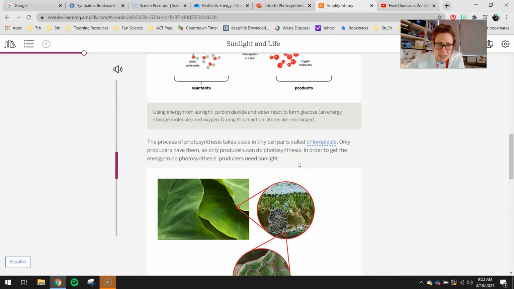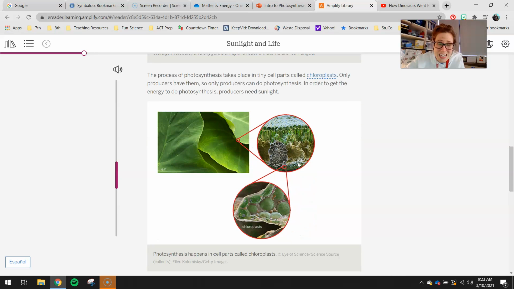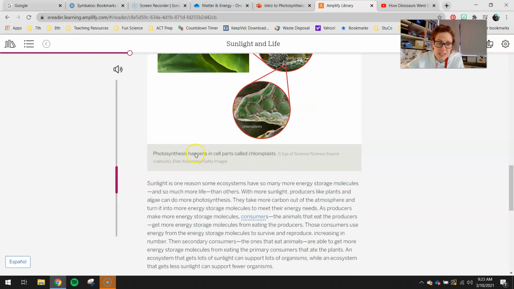In order to get the energy to do photosynthesis, producers need sunlight, and that's not 100% true. You guys will read some articles about some organisms that can go through photosynthesis using other means, so that's kind of cool too. They get their energy somewhere else. Photosynthesis happens in cell parts called chloroplasts.